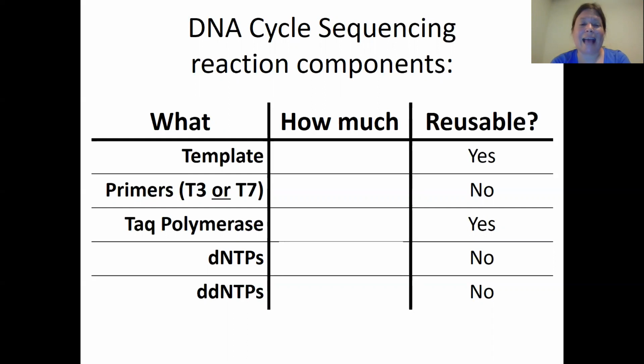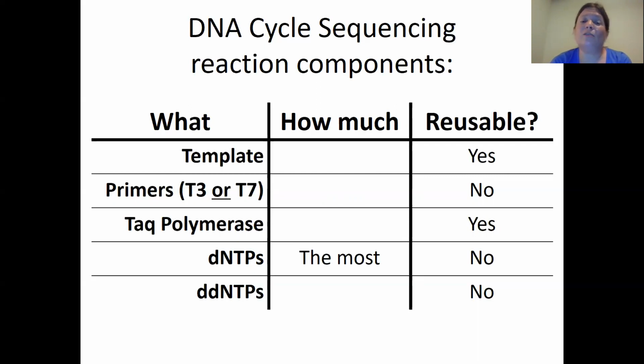So looking at how much of what we're going to need, the template is still reusable. The primers and dNTPs still aren't. ddNTPs are also not reusable. Taq polymerase still is. Those things are still the same. So as far as what you need the most of, it's still going to be dNTPs, because every sequencing product should hopefully incorporate a fair number of them. So you'll need a lot of dNTPs.